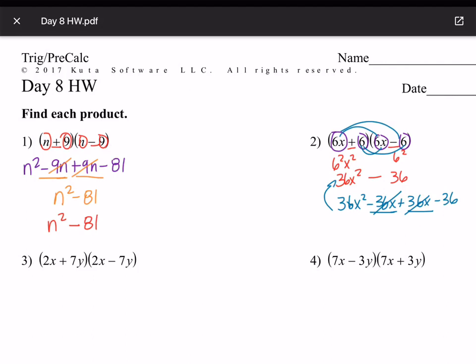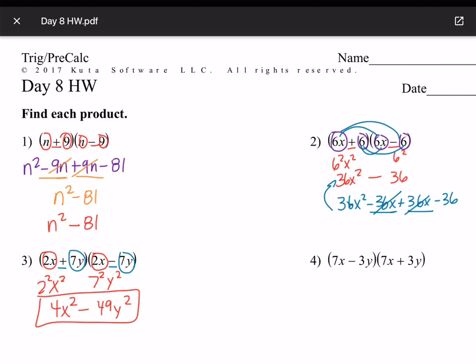Okay? So that not only works with simple binomials like that, but 2x plus 7y will work. Again, notice I have 2x in both parentheses. I have 7y in both parentheses. Opposite signs, perfect. That means I can go straight to this, so 2 squared x squared, which is 4x squared. 7 squared y squared, which is 49y squared. And put subtraction between them.